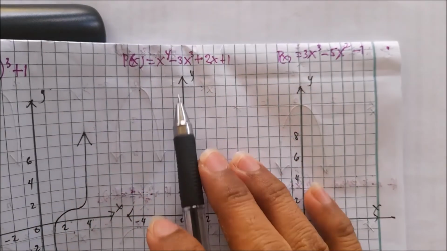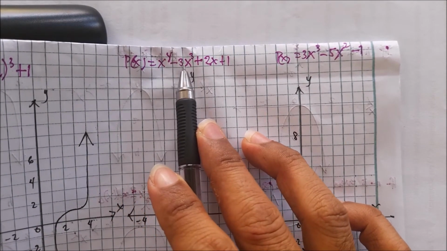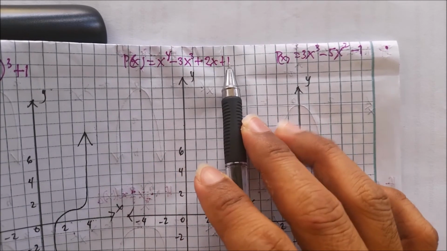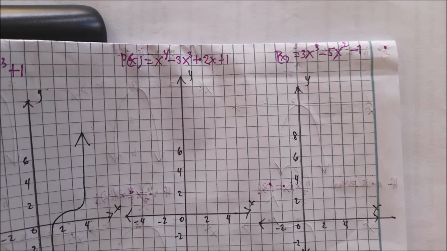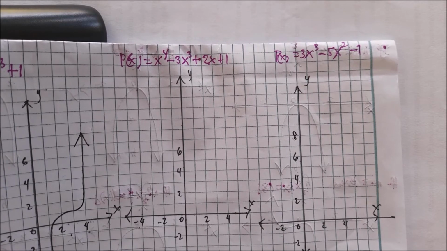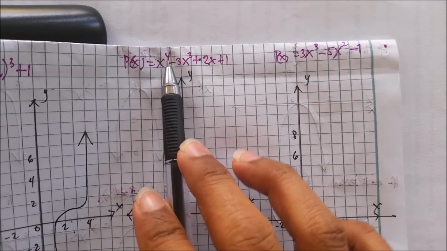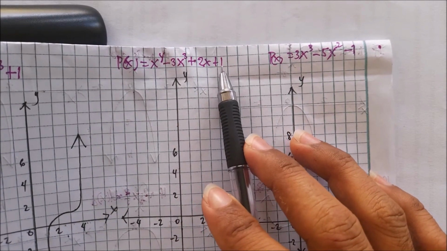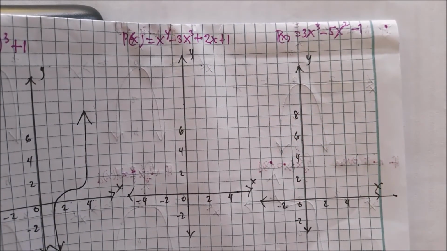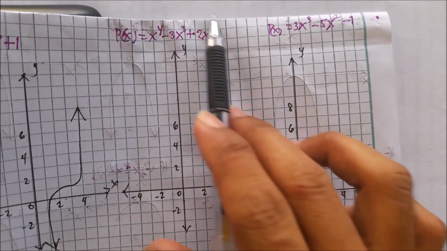Example. The given equation is P of x equals x raised to 4 minus 3x raised to 3 plus 2x plus 1. First, arrange the equation from the highest degree to the lowest degree. Determine if the leading term is positive; the highest degree is 4 and the last term is positive 1. And we can determine the turning points. What is the number of turning points?